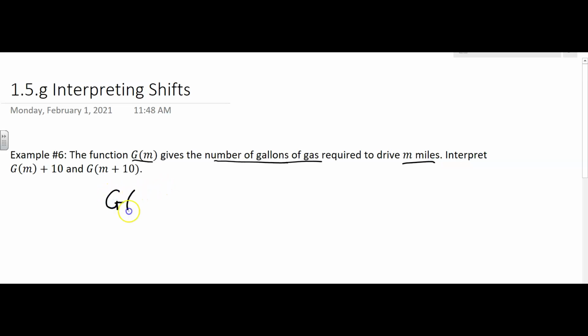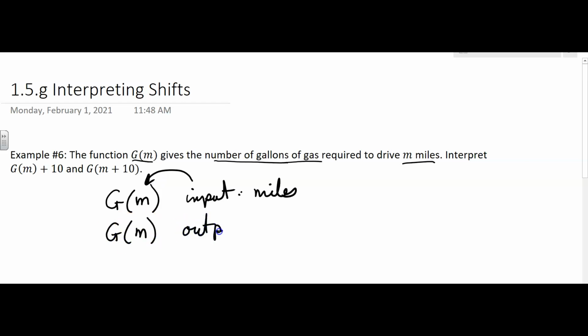So g of m, your input is miles. So m is the miles, right? That's the miles. Your output, g of m, the output is gallons of gas. Okay? So m is the input. I'm going to erase that so it'll look better for you. M is the input, and that's miles. G of m is the output. Based on how many miles you drive, it's going to tell you how many gallons of gas you need.